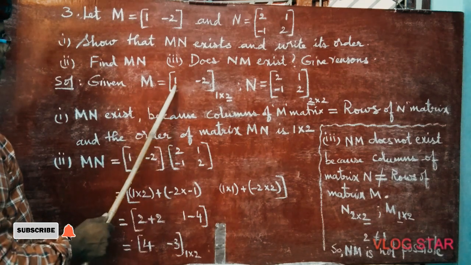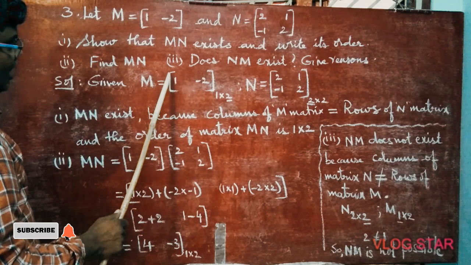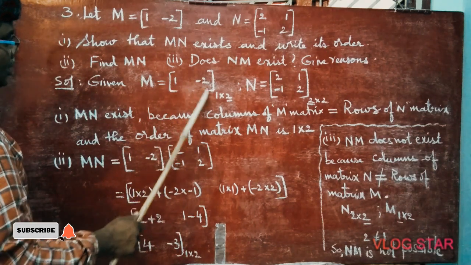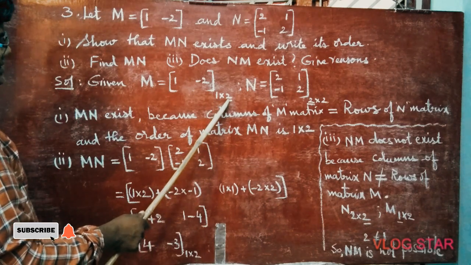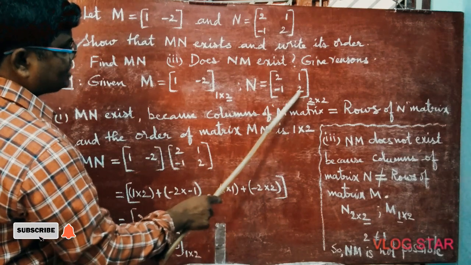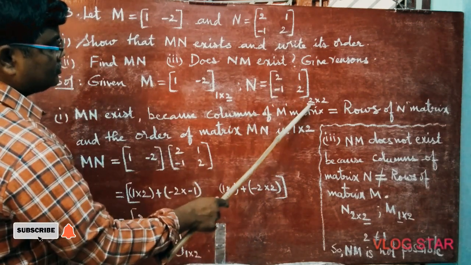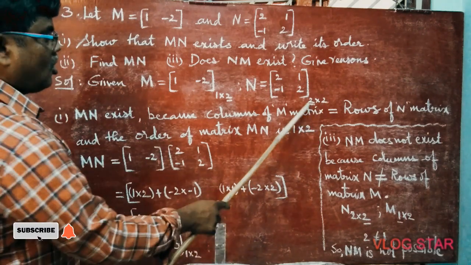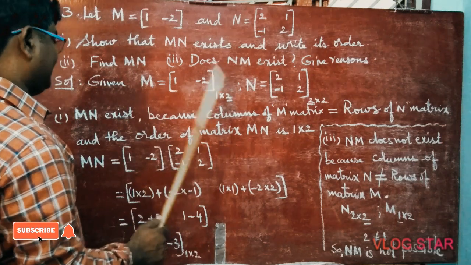What is the matrix M? M is given as [1, -2]. Which order? 1 by 2: 1 row, 2 columns, so rows by columns. 1 by 2 matrix. And what is the N matrix? [[2, 1], [-1, 2]]. 2 rows, 2 columns, a 2 by 2 matrix. The order of N is 2 by 2. The order of M is 1 by 2.